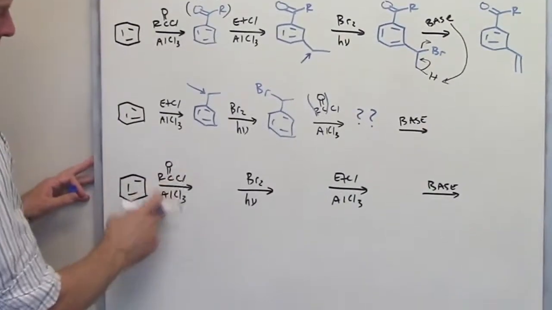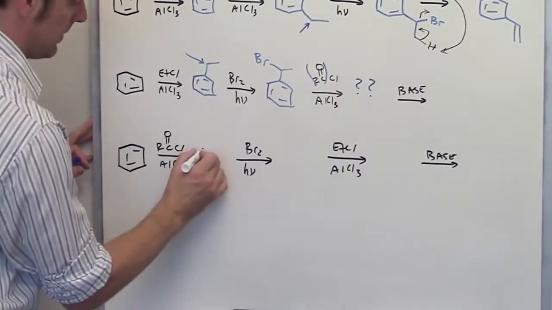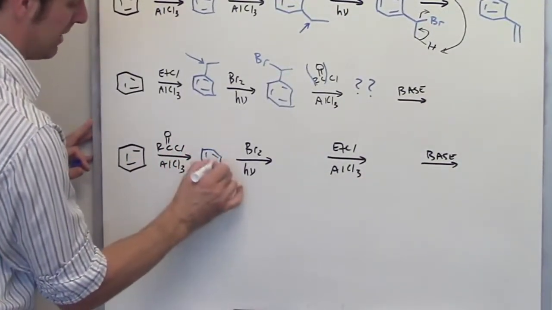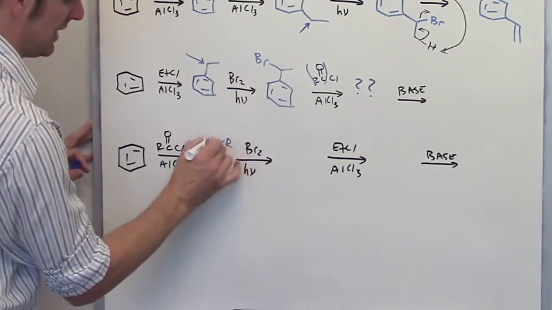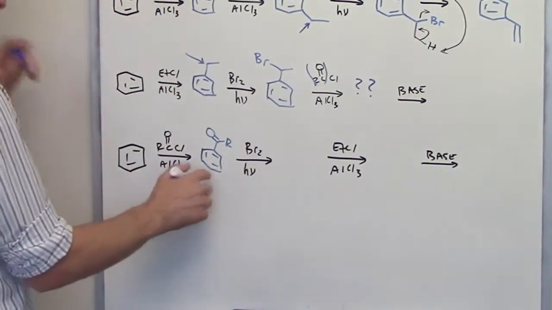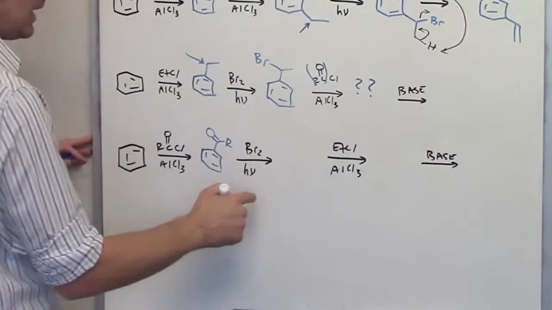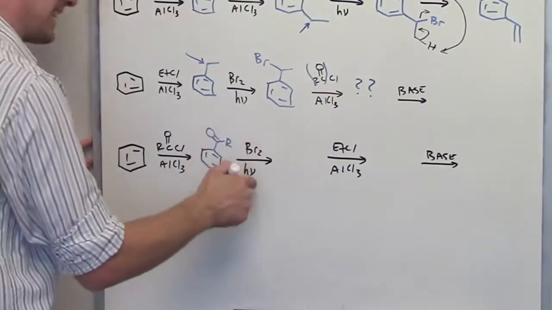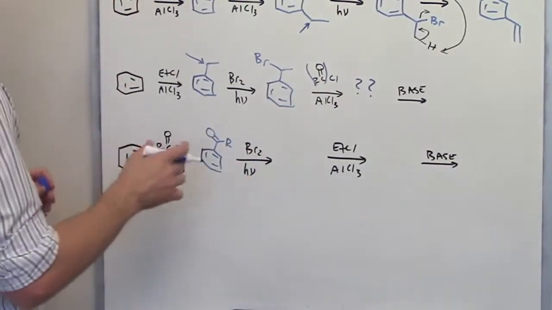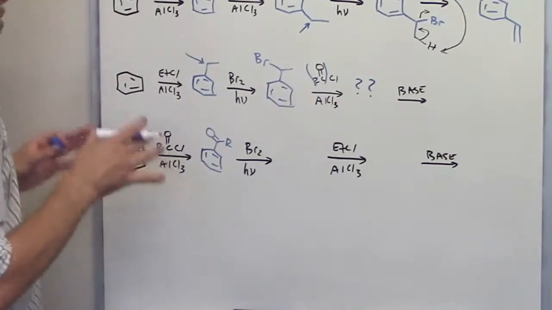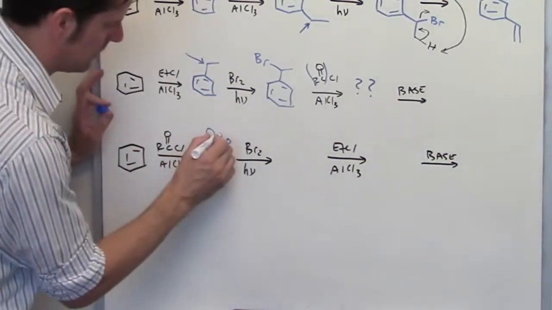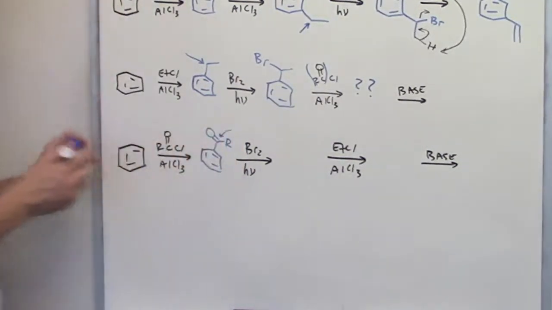I take this molecule, treat it with the acylation conditions. It's going to, of course, take my benzene ring and place an acyl group onto it, giving me this molecule right here. I then take that and treat it with bromine and light. What's it going to do? Remember, bromine and light places a bromine at the benzyl carbon. Are there any existing benzyl carbons? Well, you might say, yeah, this carbon right here that's doubly bonded to oxygen.